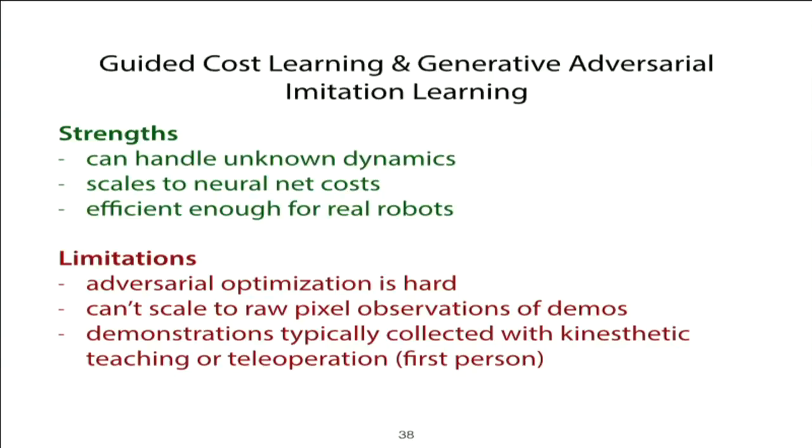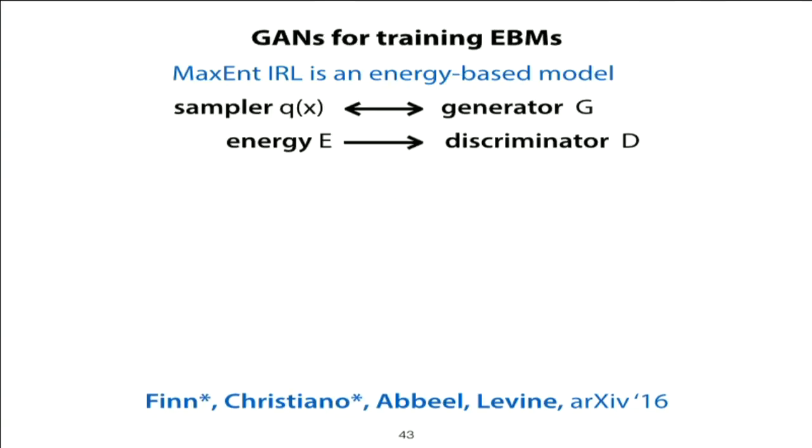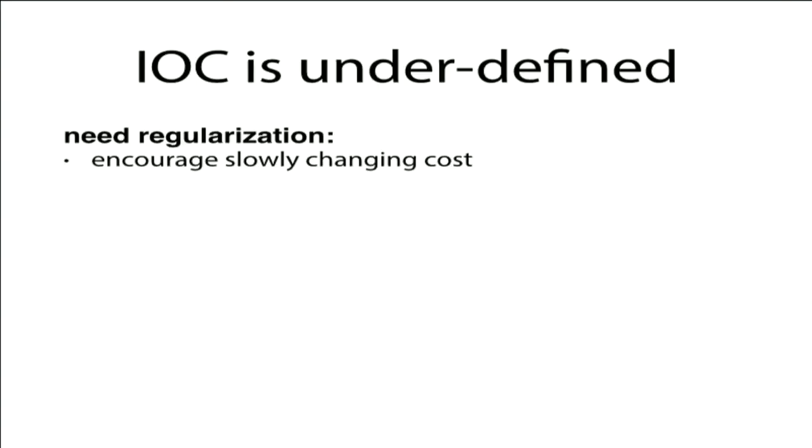And so one of the things that we found was necessary in guided cost learning is that we needed to regularize our cost function such that the ambiguity was mitigated to some extent. There's this ambiguity, IOC is underdefined, and so we used two different regularizers. The first one, I think, is very broadly applicable to inverse RL, which is that we can encourage the cost to be slowly changing.